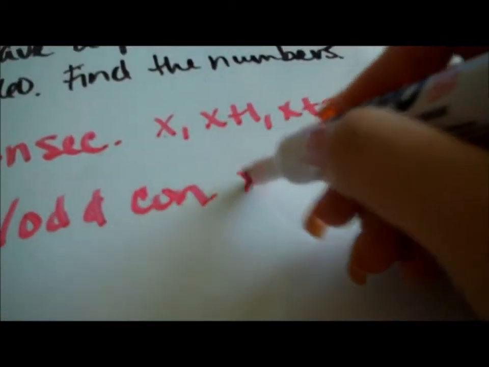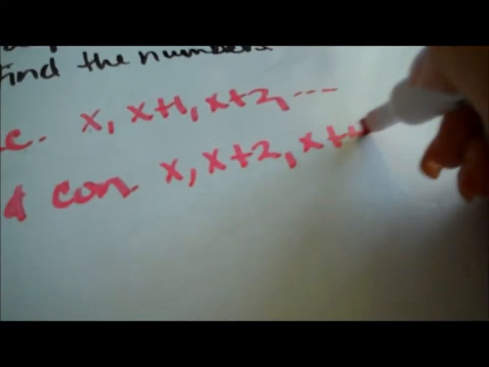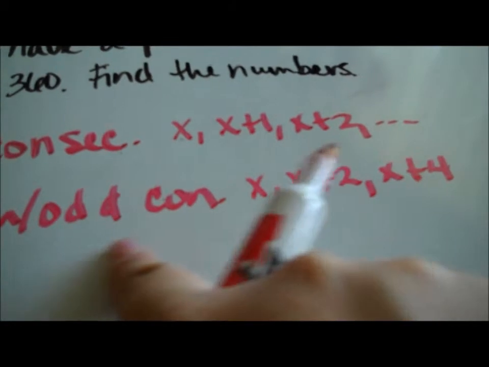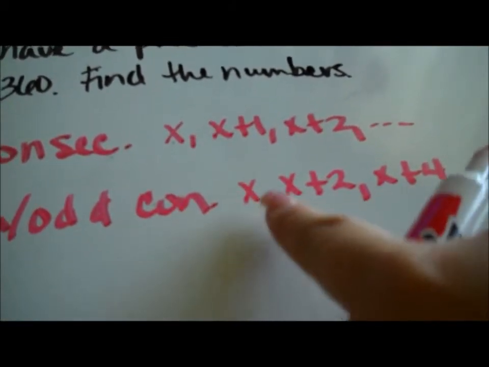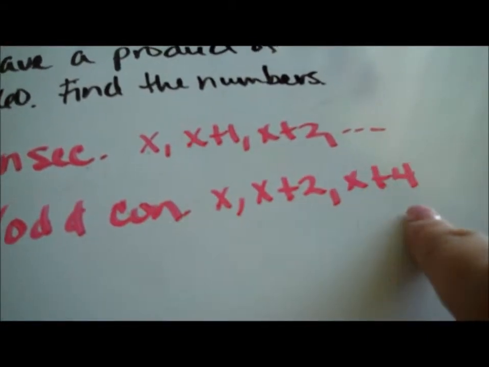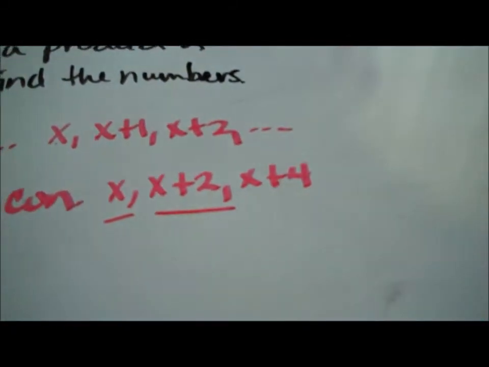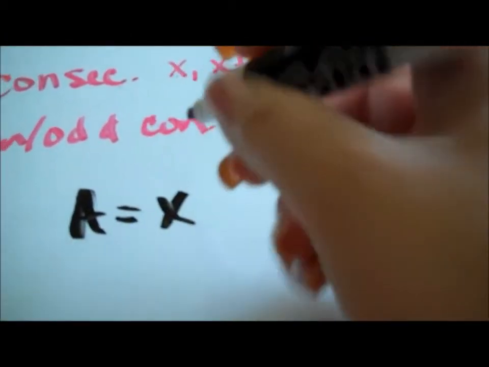But if I have even or odd consecutive, that means I have x, x plus 2, x plus 4, because even and odd numbers skip. So we don't want x plus 1, we want x plus 2. We don't want x plus 3, but we want x plus 4. But I only want two of those, so I only need the first one and the second one.